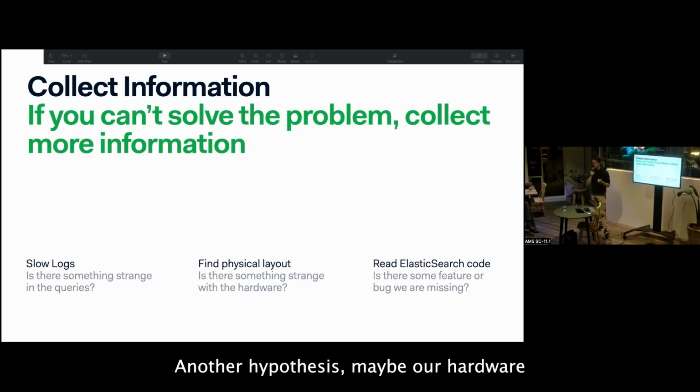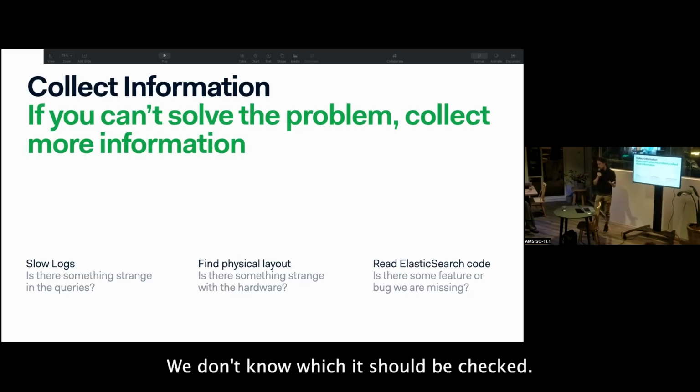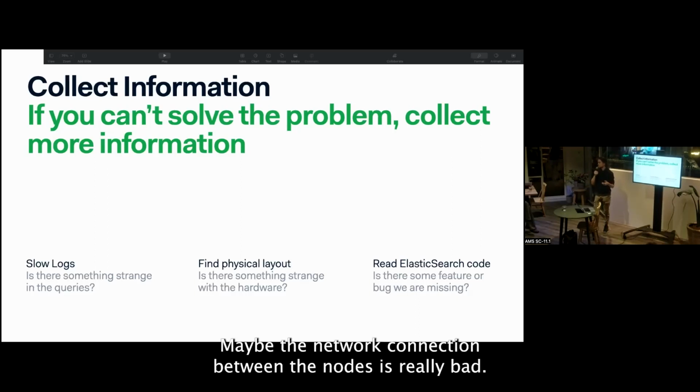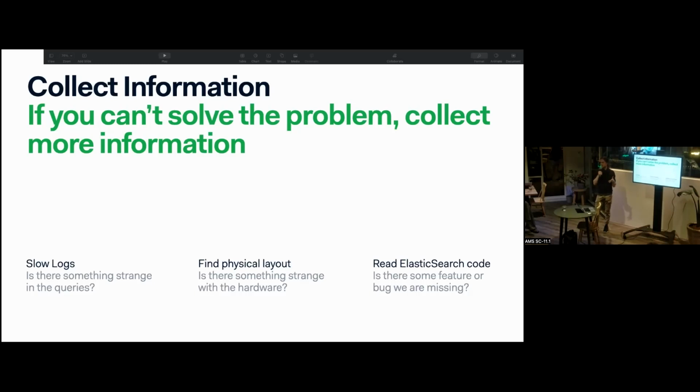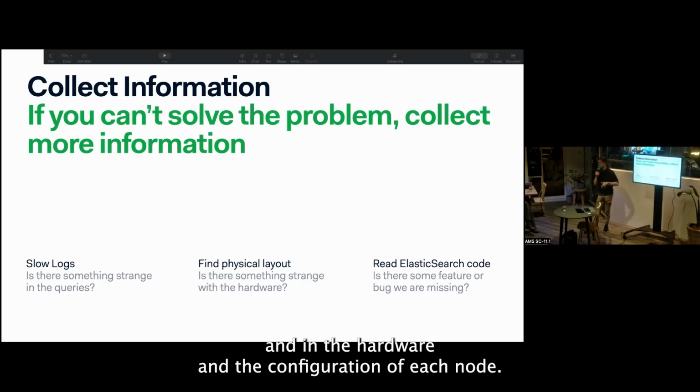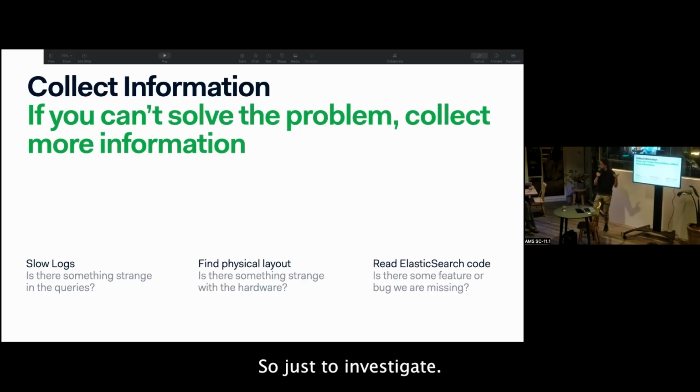Another hypothesis, maybe our hardware configuration is doing something strange. Possibly we have 29 master nodes and 1 data node. We don't know. It should be checked. Maybe the network connection between the nodes is really bad. We need access to the exact configuration in hardware and the configuration of each node, just to investigate.